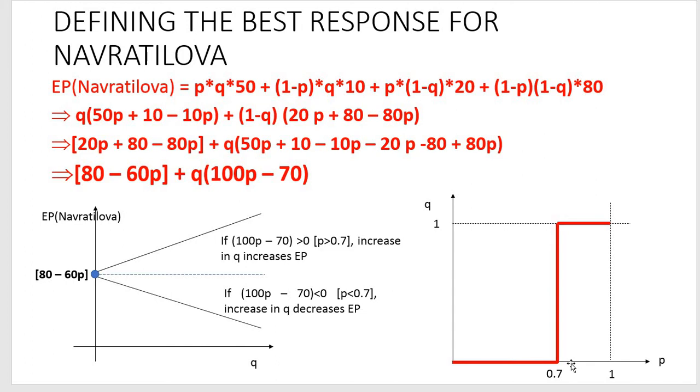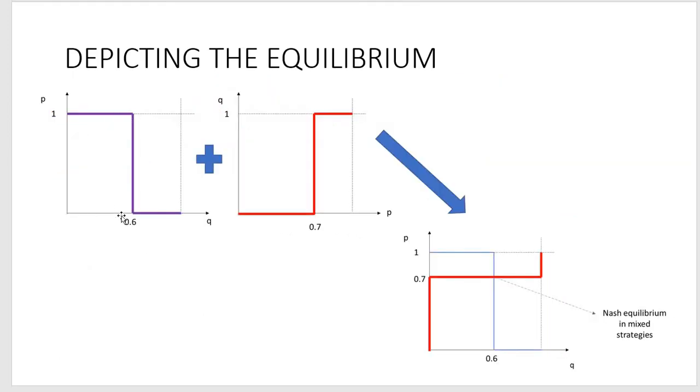If p exceeds 0.7, so we are located here, then any increase in q will increase expected payoff for Navratilova. So as a rational player, Navratilova will have to keep her q as high as possible, and this is what you've got. Finally, if it's exactly equal to 0.7, she is basically just indifferent, and we depict this fragment. Okay, so this is the best response function of Evert. This is the best response function of Navratilova.